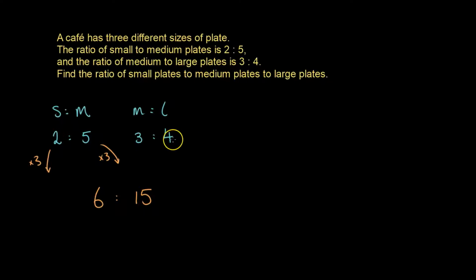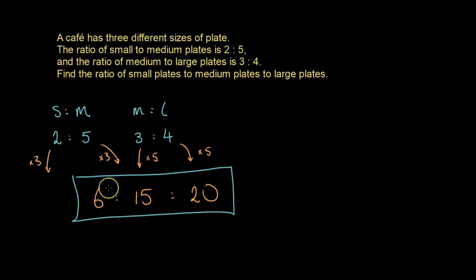Well, what about how many large plates I would have in this situation? Well, I've multiplied the number of medium plates I have, this time by 5. So I have 5 times as many medium plates as my ratio told me. This means that I'm going to have to multiply the number of large plates by 5 as well, which means that I will have 20 large plates. And you can see that I've written these 3 numbers in a ratio form, and this tells me the relationship between all 3.